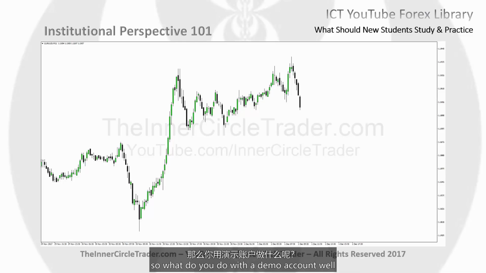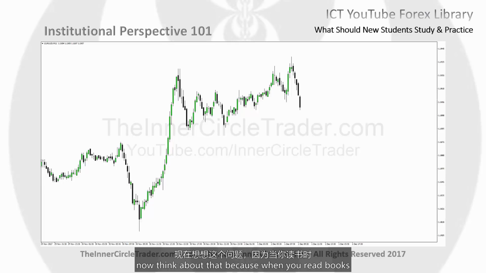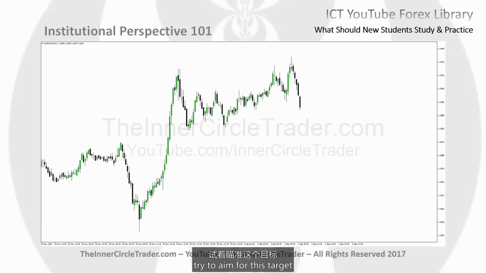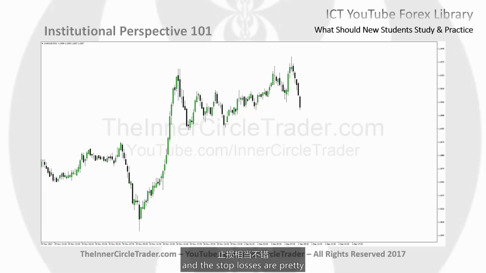So what do you do with a demo account? Well, before you even put on trades, I think that you should be studying price action like this. I want you to think where everyone else's trade idea would fail them. Now think about that, because when you read books, they tell you buy here, sell here, your stops here, try to aim for this target. So they're geared towards getting you into a move, and the stop losses are pretty generic: below an old low, above an old high.